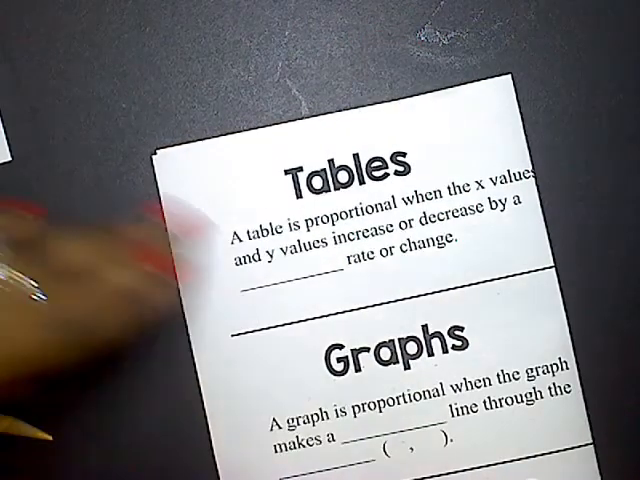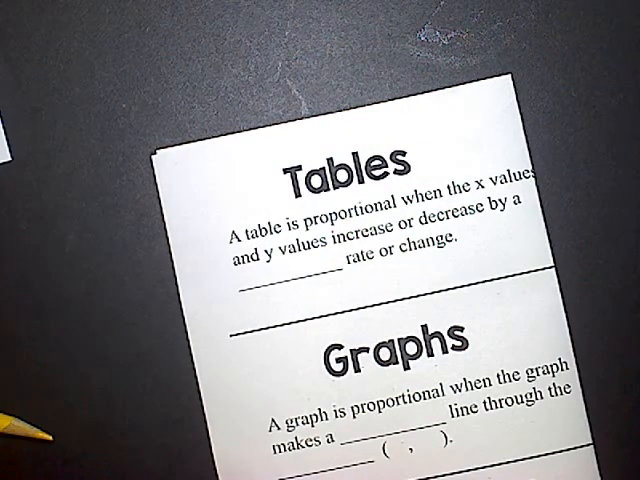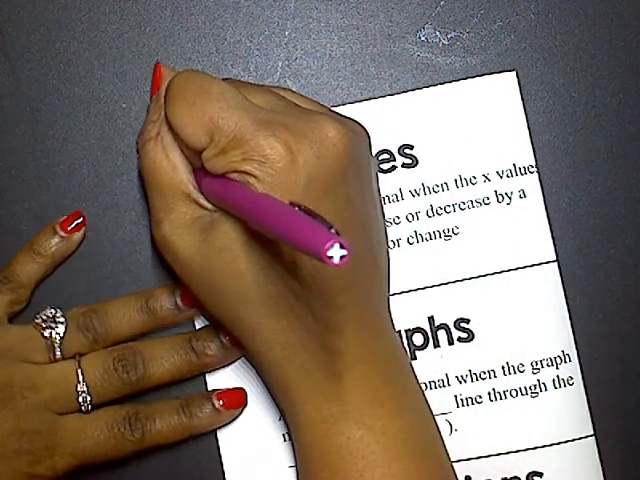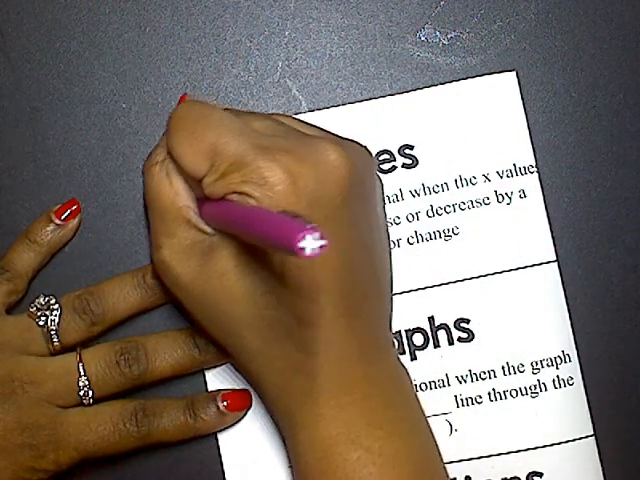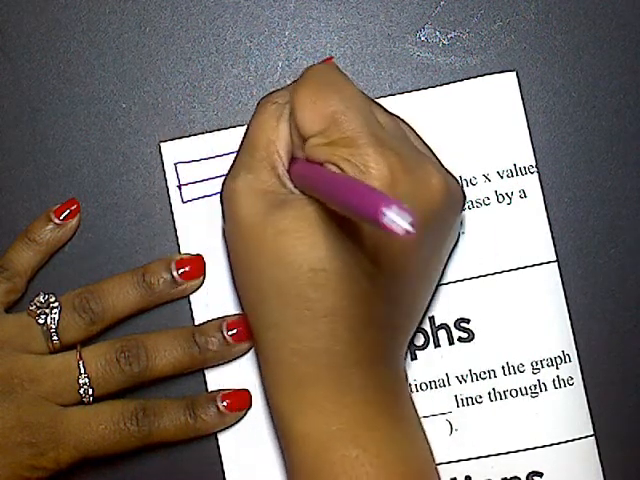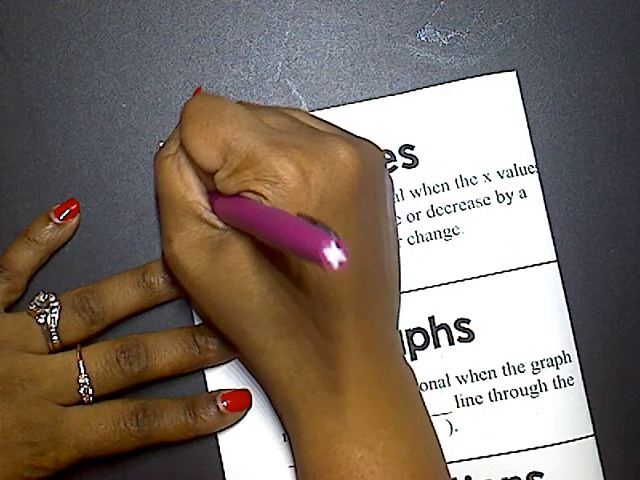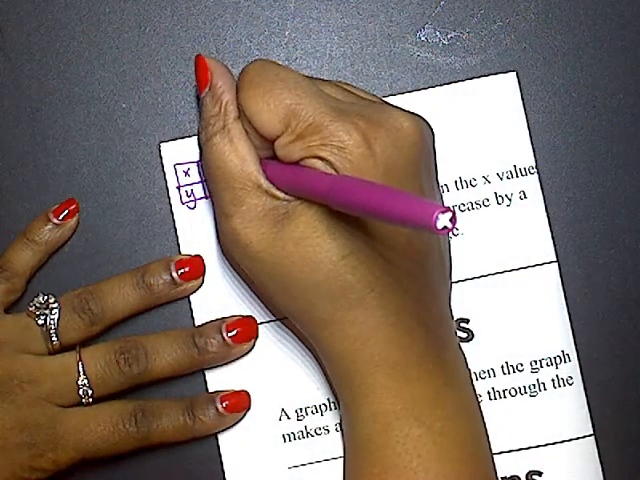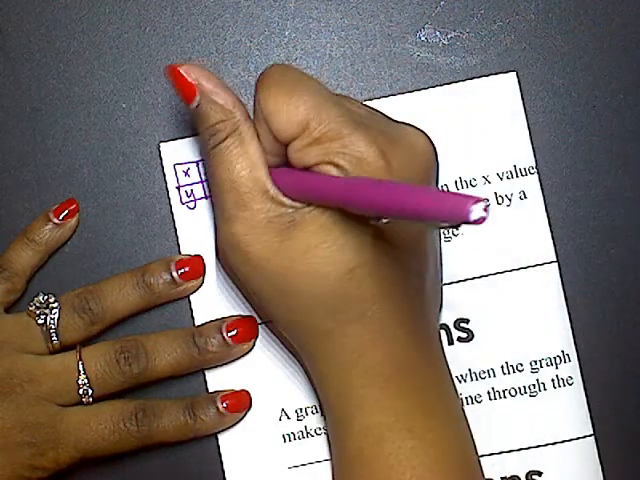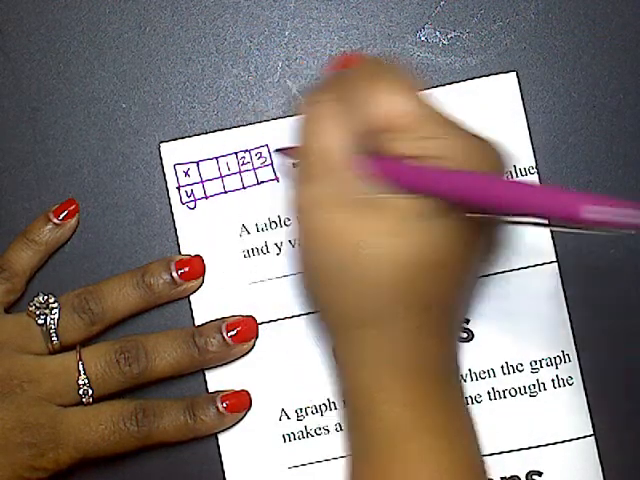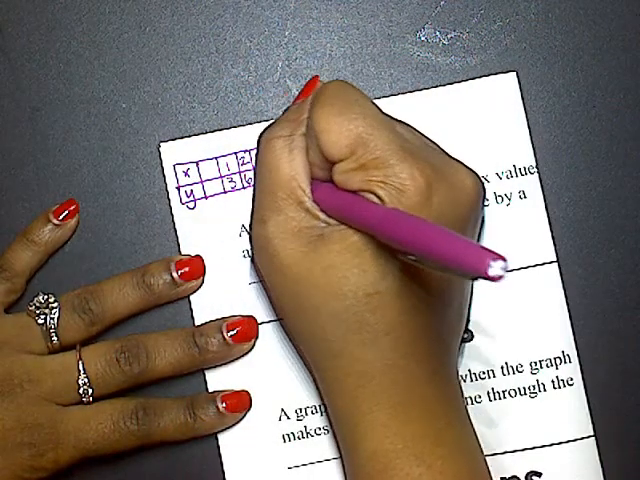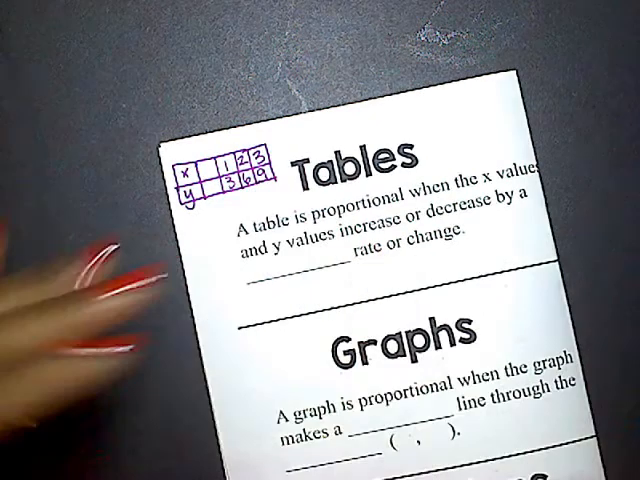Let's start with our tables. We're actually going to draw a table first. So we're going to draw this table, x and y here. Just going to break it up. And we're going to have 1, 2, 3. And then we're going to have 3, 6, 9. And we're going to leave this blank for now.